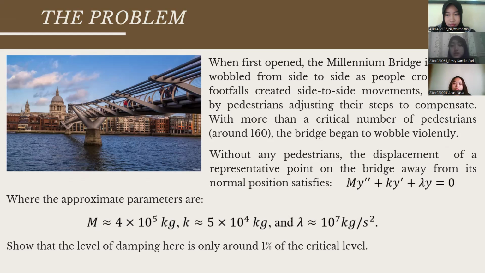Without any pedestrians, the displacement of a representative point on the bridge away from its normal position satisfies my'' + ky' + lambda y = 0, where the approximate parameters are m = 4 times 10^5 kilograms, k = 5 times 10^4 kilograms per second, and lambda is approximately 10^7 kilograms per second squared. Show that the level of damping here is only around 9% of the critical level.